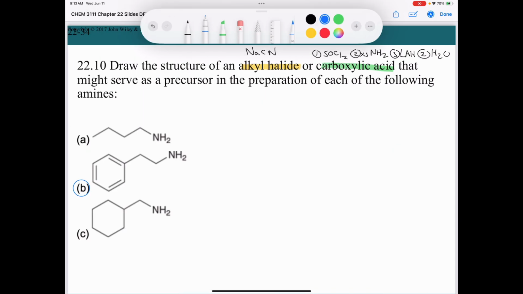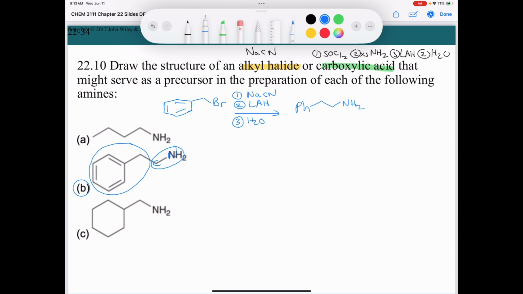I'm going to move a little faster with B since we've gone over the concepts. If we're going to do the alkyl halide method, this carbon and this nitrogen would come from the cyanide, and so our alkyl halide would have these carbons in it. So we would start with this as our alkyl halide. I chose bromine. You could put iodide, you could put chloride, but we're going to put benzyl bromide, and I'm just going to write down all the steps. So sodium cyanide, followed by lithium aluminum hydride, followed by water. And I'm just going to abbreviate the aromatic ring as Ph, and that's going to give us our amine.